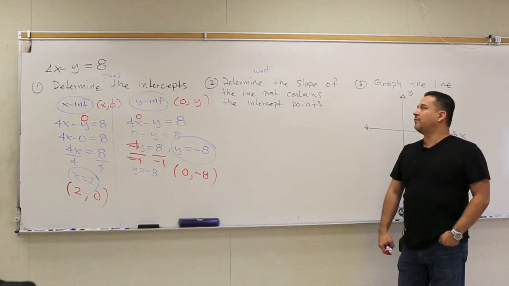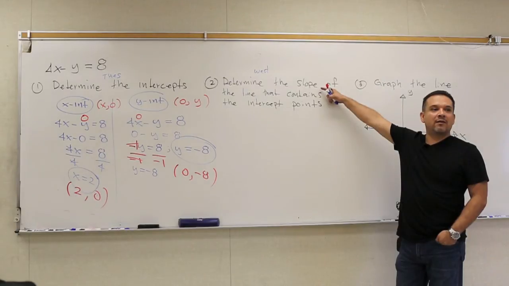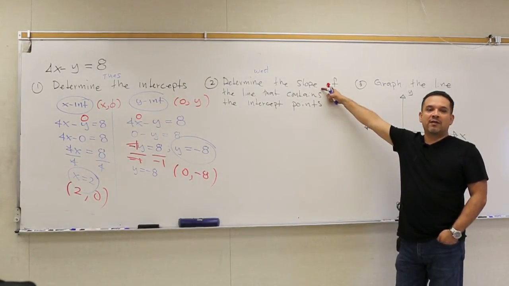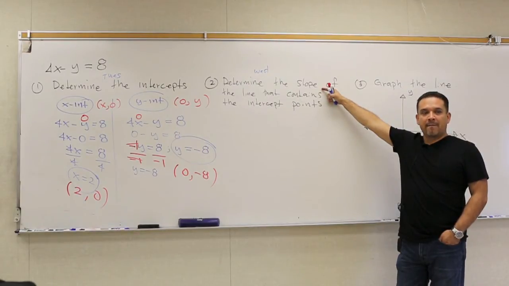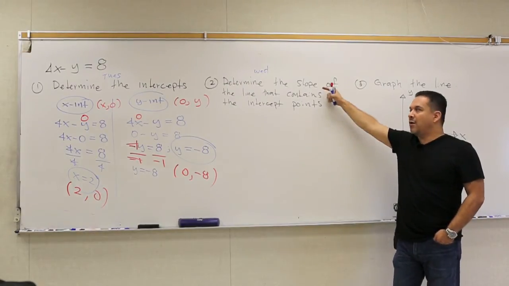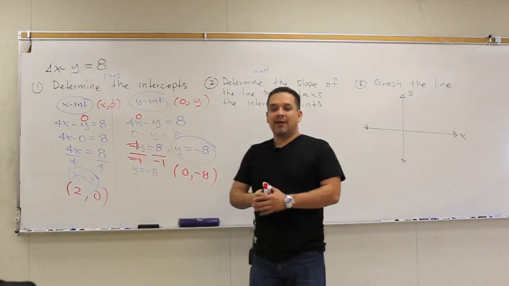Okay, so here we go. What do we do next? We're going to determine the slope. You know how we had to do y2 minus y1? Does it matter? Because I think I put the y-intercept first and then the x-intercept. Oh, okay, yeah. Let's talk about that.